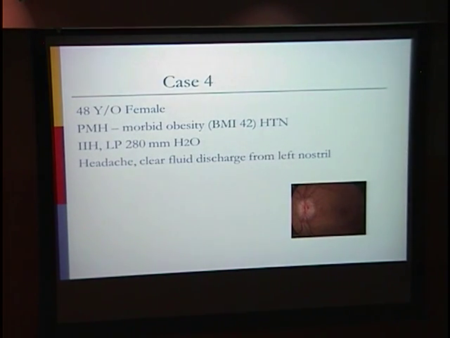The other case was a 48-year-old female who was obese. All the cases with rhinorrhea were really severely obese. She came because she had a headache, but not so severe, and papilledema. A few doctors said maybe it's not papilledema, maybe it's pseudopapilledema. She came to us, and when we asked her, she said, yes, I had a fluid discharge from my left nostril, but it's nothing, it has lasted for the last 2 months.